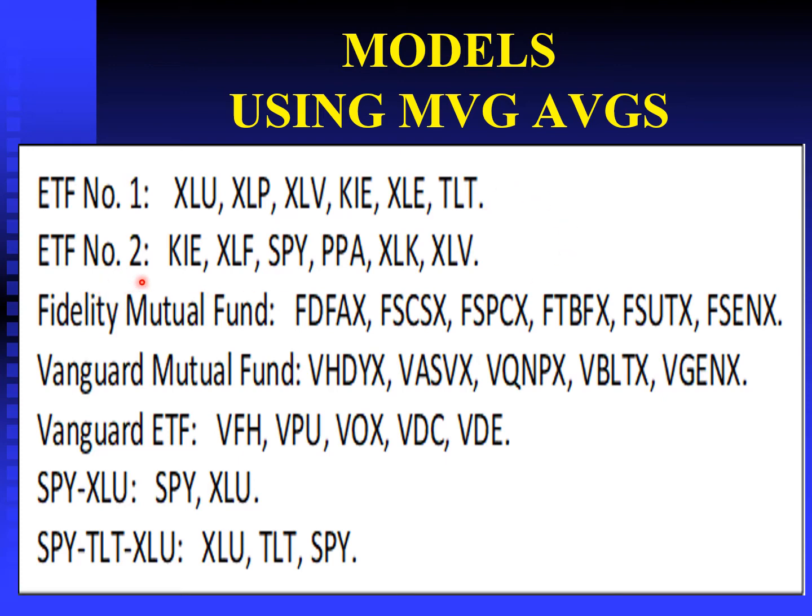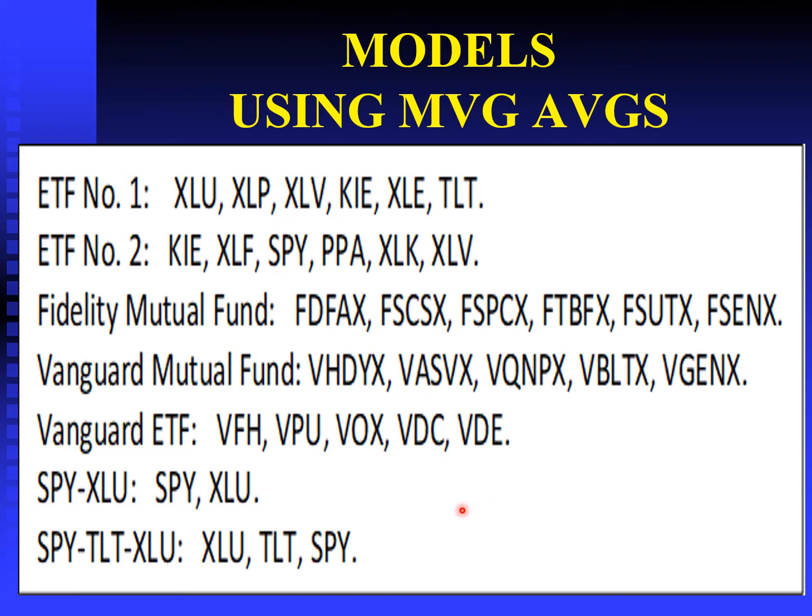This one, ETF number two, is more aggressive. There is still insurance. There is financials, which is cyclical. There is, of course, SPY. This is a defense, technology, and healthcare. So it's a little more aggressive portfolio. The Fidelity mutual fund, Vanguard mutual fund and Vanguard ETF more or less reflect the same ideas, to have portfolios balanced between aggressive and defensive.